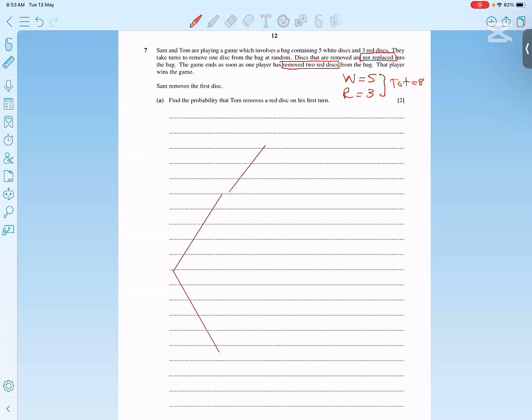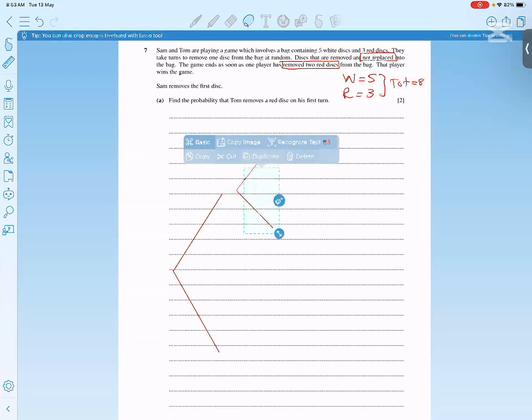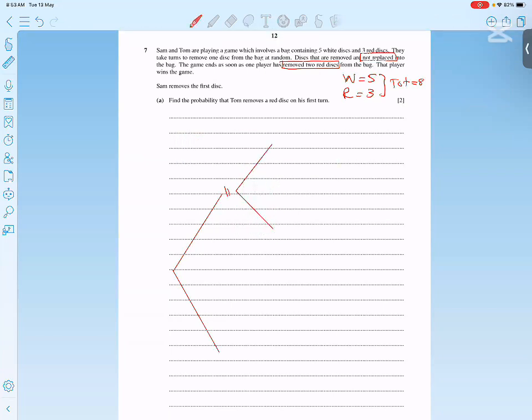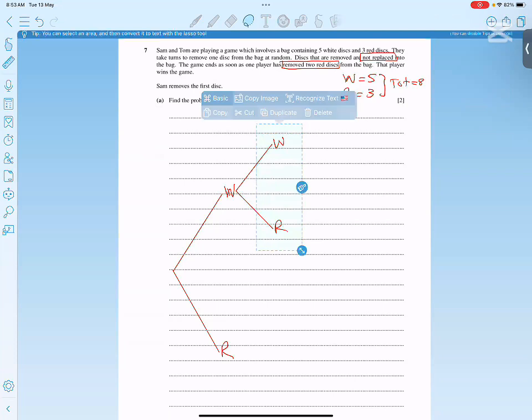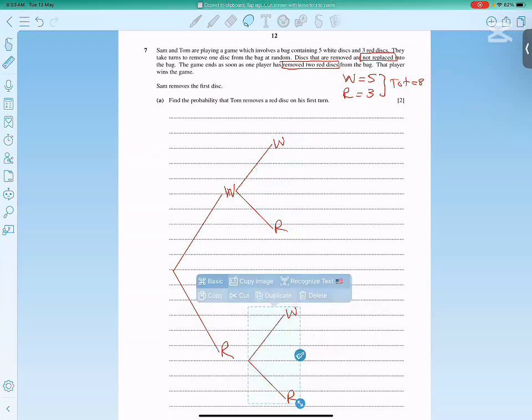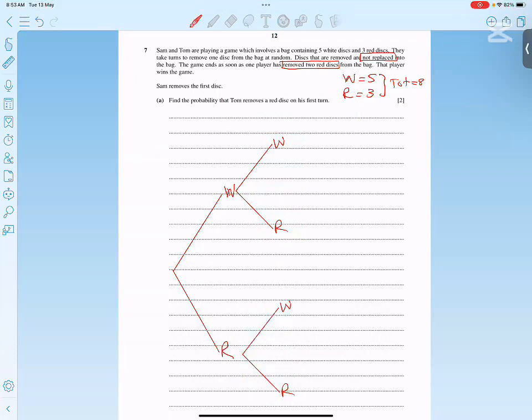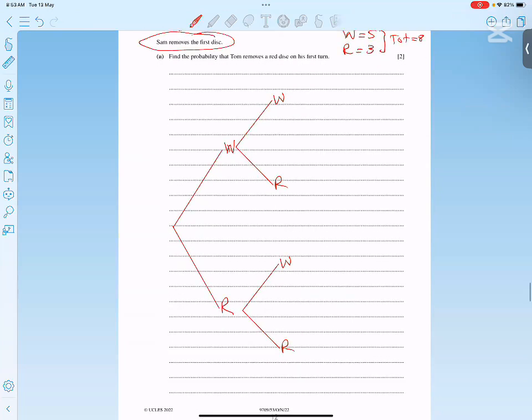Okay, so have a look. This is very clear. What are the chances here, first of all? So white and red, and white and red. So I copy this and I'm pasting here. All right, so this is the first term, according to the situation, Sam's. So I'm writing on the top, turn number 1. Second turn is Tom's.